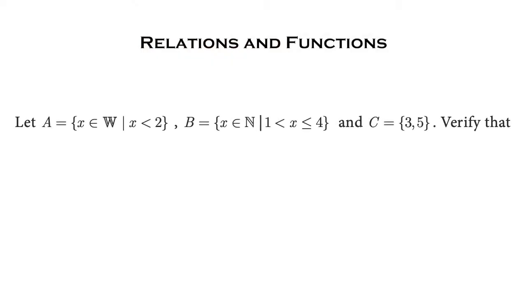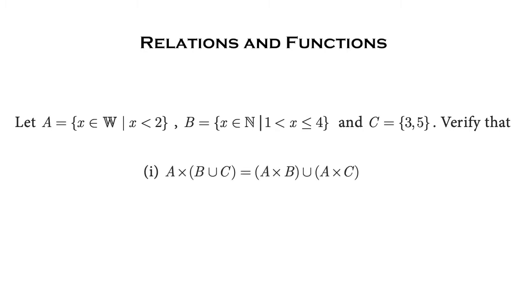Moving on to the sixth sum. Let A is equal to {x belongs to W, x less than 2}, set B is equal to {x belongs to N natural numbers, 1 less than x less than or equal to 4}, and C is equal to {3, 5}. Verify that. They have given you 3 options, where I am going to teach you the first option.